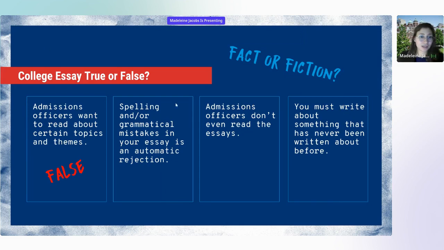The next one. So spelling, grammatical mistakes, or automatic rejection. Definitely false. We all make mistakes, we all have typos, but you certainly want to proofread.